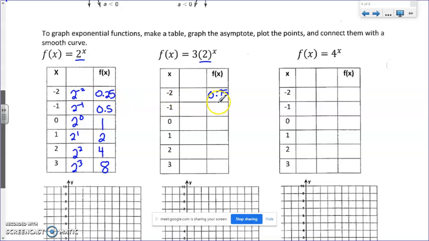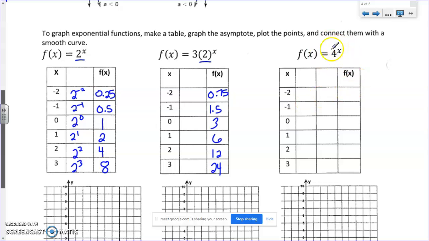3 times 0.5 is 1.5. 3 times 1 is 3. 3 times 2 is 6. 3 times 4 is 12. 3 times 8 is 24. Does everybody see that that 3 made those numbers bigger? You can actually see the stretch like we know it's doing.